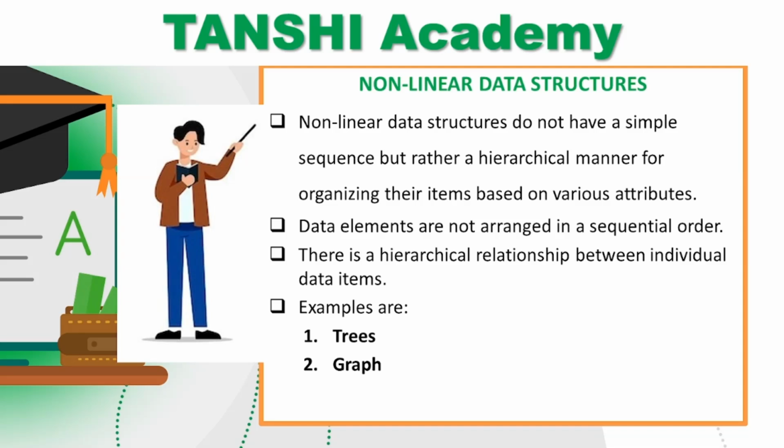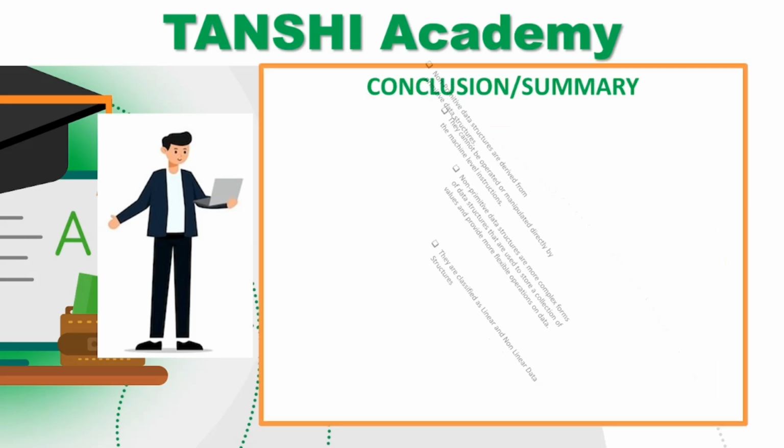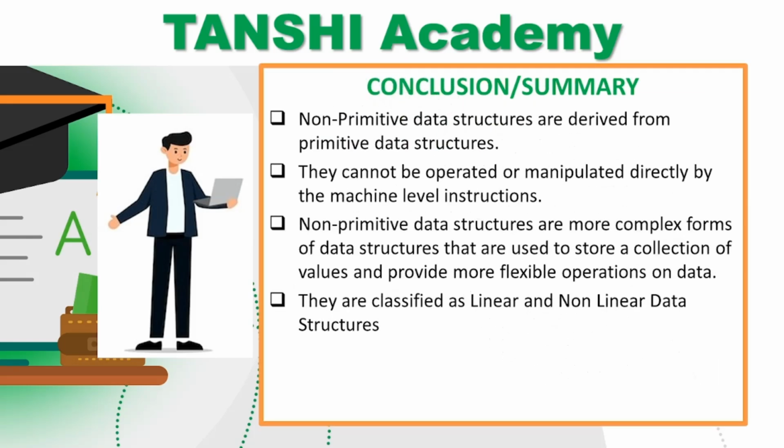So students are expected to be able to distinguish between non-primitive data structures and the different classifications of non-primitive data structures, linear and non-linear. Okay, so in summary, non-primitive data structures are derived from primitive data structures. They cannot be operated or manipulated directly by the machine level instructions. Also, non-primitive data structures are more complex and are used to store a collection of values. And of course, they are classified as linear and non-linear data structures.